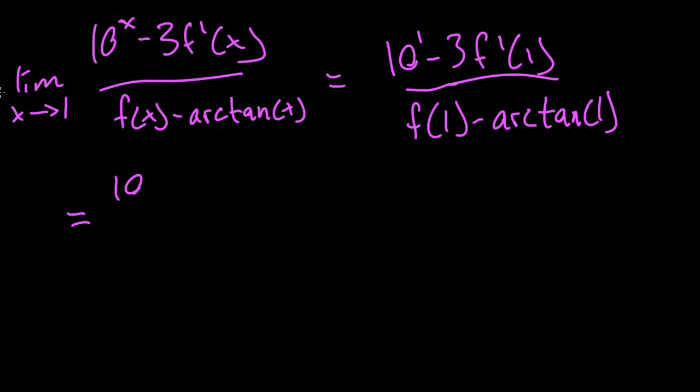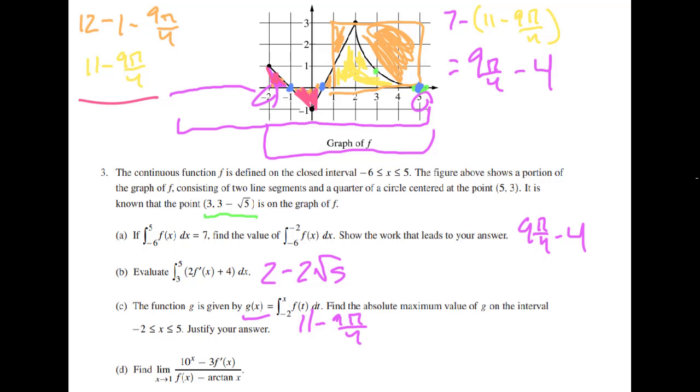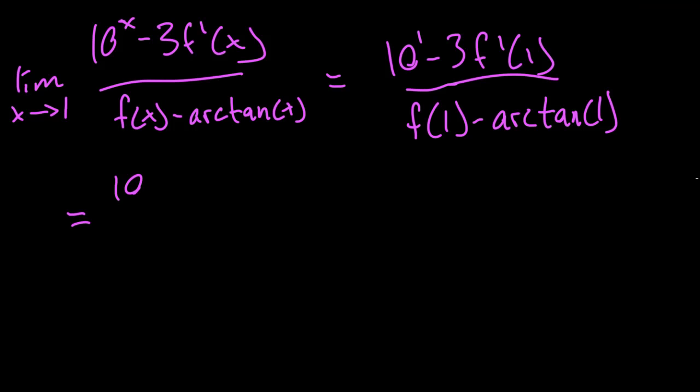Now f prime, what does that mean? That means the derivative of f, which means the slope of f at 1, right? So what is the slope at our point 1? Well, the slope at 1, it looks like our line is going up 2 over 1. So it looks like that's going to be equal to 2. All right, let's put that in here. So 10 minus 3 times 2, that's going to be 6. So 10 minus 6.